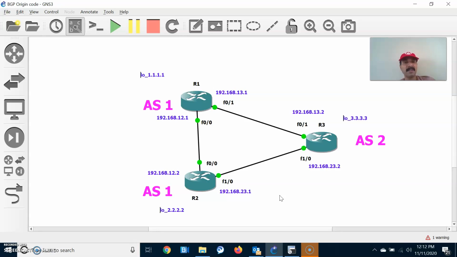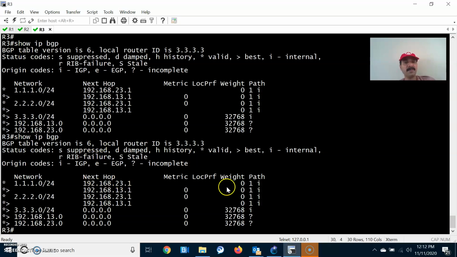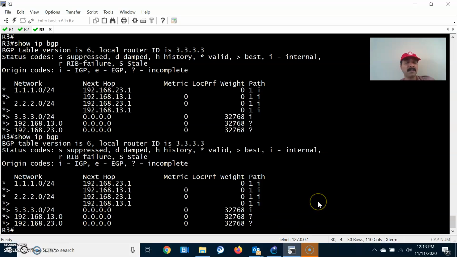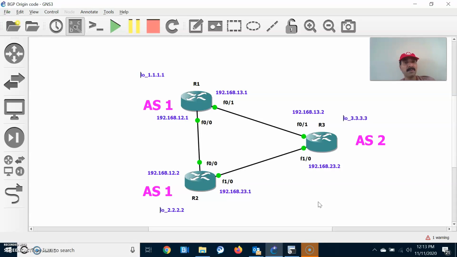It is a well-known mandatory attribute. The well-known mandatory attributes are AS path and next hop. These are the mandatory attributes, always there in the BGP table. Network, next hop and this origin code are all BGP mandatory attributes, so keep this in mind. Star is a valid route and greater than is the best route. It should always show up in the BGP table. I hope you understood the origin code and how it works.